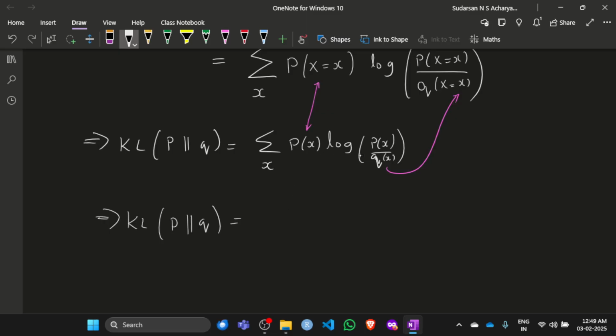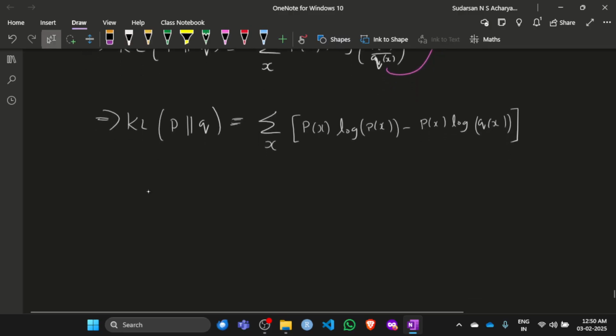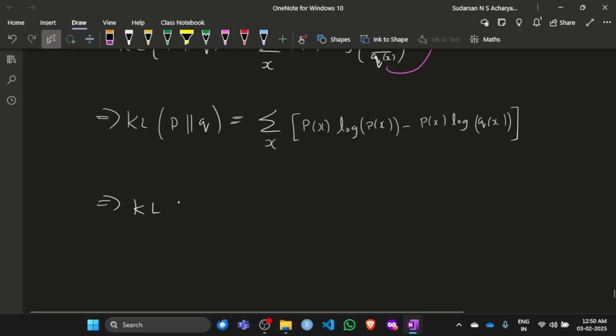Well, we make use of the rule of logarithm. So you see here that you can write it as P of x times log P of x, and then minus. The log of P of x over Q of x is log P of x minus log Q of x. You have P of x log Q of x, like so. Okay, and now you see where the entropy comes into play, right? So this is the KL divergence.